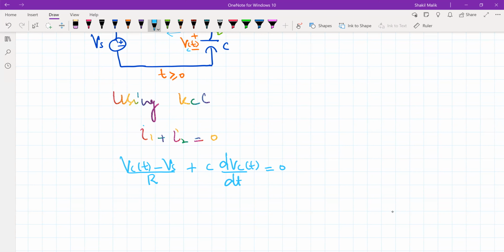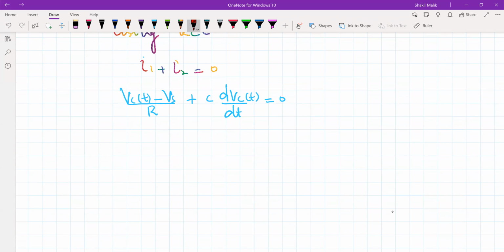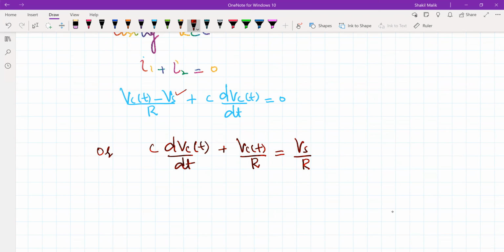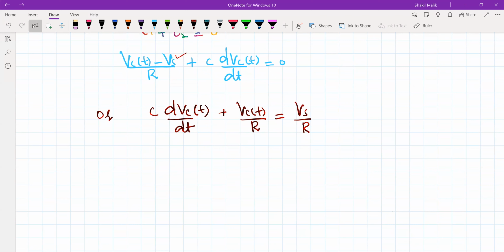The total sum of the currents is equal to 0, so we can write it like this: C dVc(t)/dt plus Vc(t)/R is equal to Vs/R. What I have done is take the source term to the right-hand side. This is the differential equation that governs the behavior of the voltage across this capacitor for t greater than or equal to 0. For t less than 0, the voltage across the capacitor is 0.